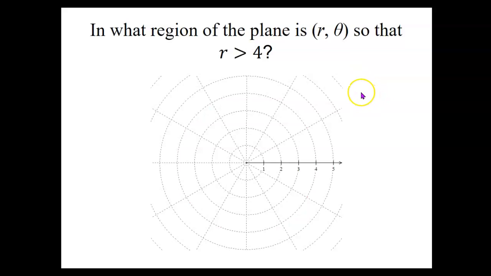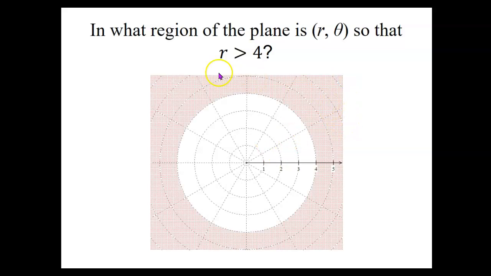In what region of the plane is r theta so that r is greater than 4? So now we're talking about your distance from the pole being greater than 4. You're more than 4 units away from the pole. So now we're out here, all the points outside that radius 4 circle.